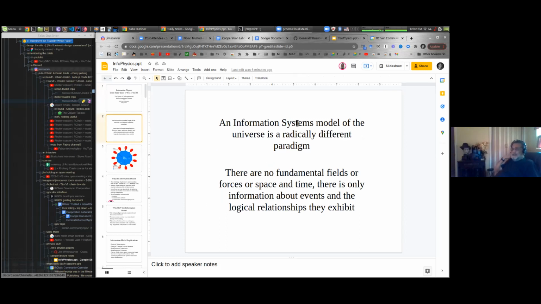And that's what I was just saying. It's a radically different paradigm. You've got to throw out what you thought you knew. There are no fundamental fields or forces or space or time. It's all information. There's only information about events and the logical relationship they exhibit.